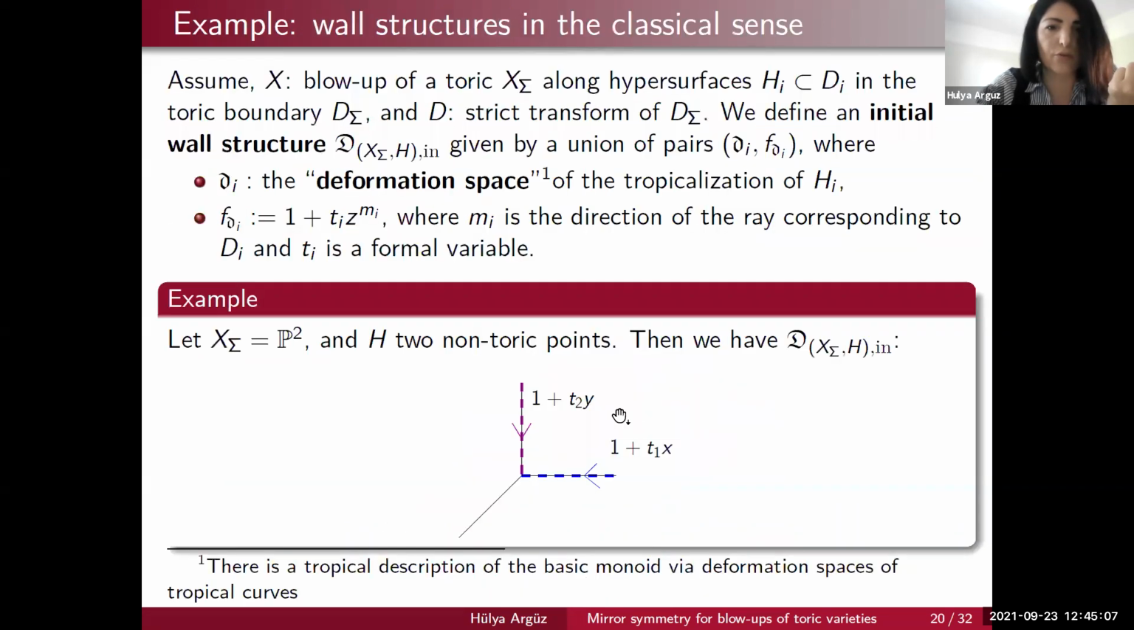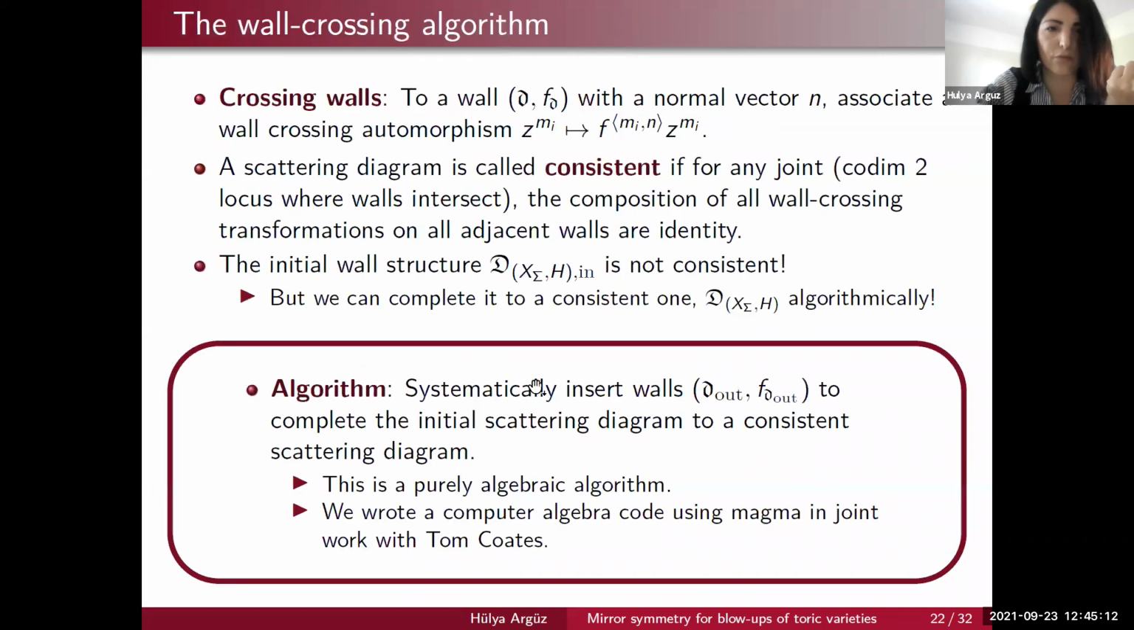Unfortunately, as you can imagine, the initial wall structures, if you just have these two rays or these walls, are never consistent. But there is a nice algorithm to complete the wall structure to a consistent one, a purely algebraic algorithm. It says how to systematically insert walls to complete the initial scattering diagram to a consistent wall structure. So this is a purely algebraic algorithm, and we wrote a code with Tom.